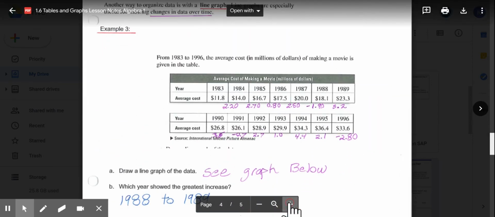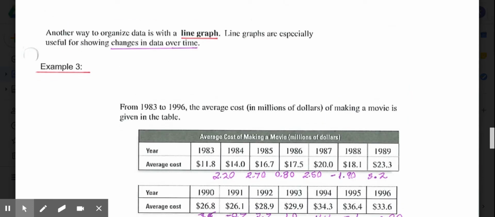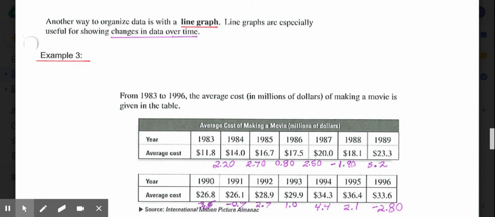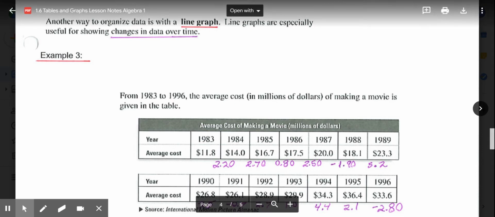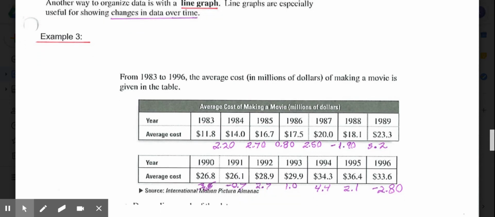And then our other type of graph that we're going to look at today is the idea of a line graph. So line graphs are useful in many situations, but in this case, they're especially useful if we're just looking at changes of data over time, especially for one category. So example 3, they give us these two different tables that say from 1983 to 1996, average cost in millions of dollars of making a movie was given in these tables. So in 1983, the average cost to make a movie was $11.8 million.